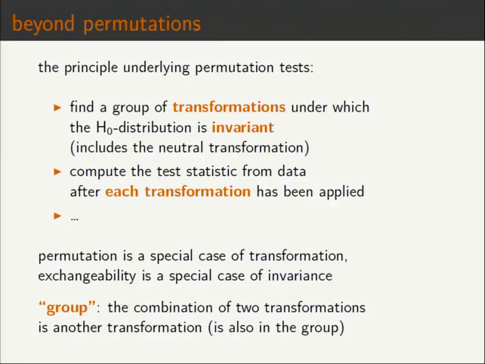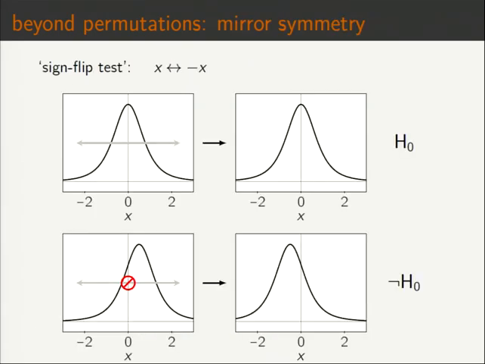And I should mention that this term group, as in group of transformations, has a specific mathematical meaning. It means if you have two different transformations in your group, you combine them. So you first apply the one, then you apply the second. You get a combined transformation. This transformation has also to be in the set. These are the two conditions under which the general transformation test is correct.